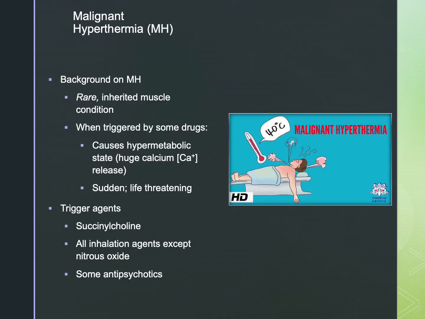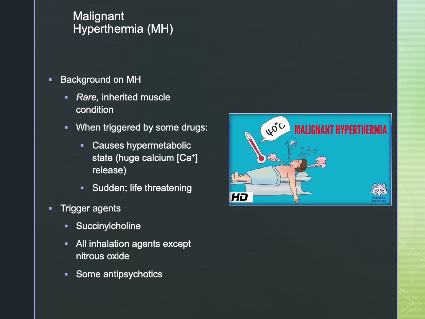So let's talk about malignant hyperthermia. Malignant hyperthermia is rare, and it is an inherited muscle condition. It's considered a life-threatening reaction, and it is triggered by certain anesthetic agents. And once it has been triggered, malignant hyperthermia, or MH, we'll refer to it as, can be fatal in as little as 15 minutes. So prompt diagnosis and treatment are going to be really crucial. If MH is untreated, mortality rate is 80%.